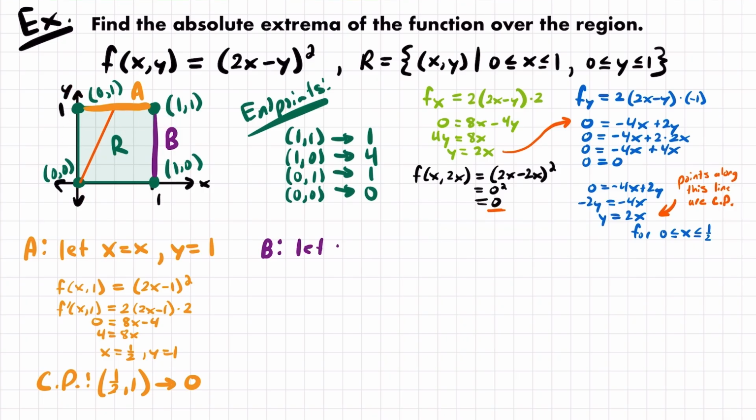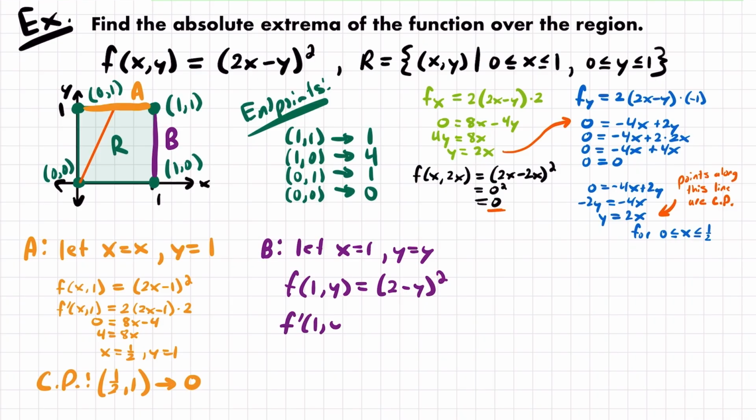So we're going to let x equal 1 and y equal y. And so our multivariable function, when x equals 1 and y equals y, will look like this. We'll have 2 minus y squared, right? If x is 1, you'll have 2 times 1, which is 2, and then y staying the same, so we have 2 minus y squared. Now let's take the derivative of that function.